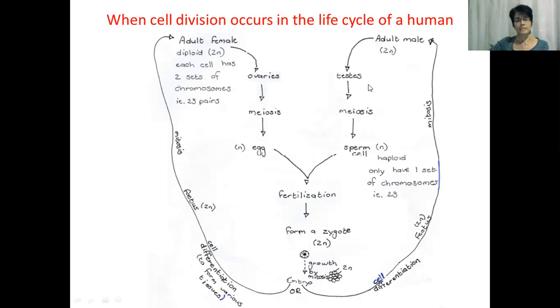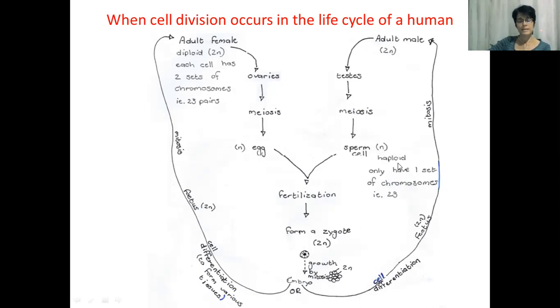But when the adults become reproductively mature, from puberty onwards, then in these two organs, known as the gonads, the ovaries in the female and the testes in the male, the diploid cells undergo a specialized type of cell division, which is called meiosis. Meiosis is sometimes known as reduction division. The diploid cells divide by meiosis to form haploid sex cells or gametes. In females, they are known as the eggs, and in males, the sperm cells.